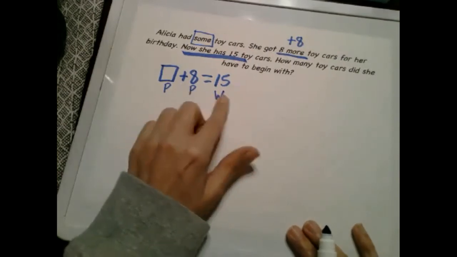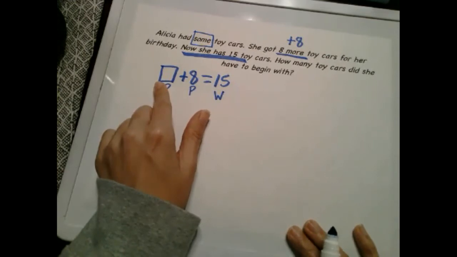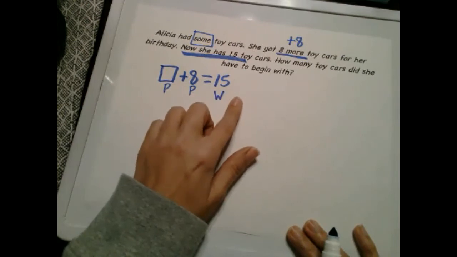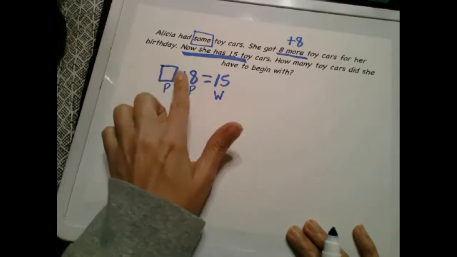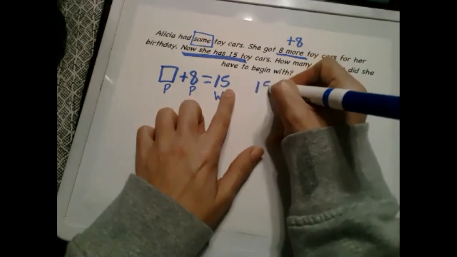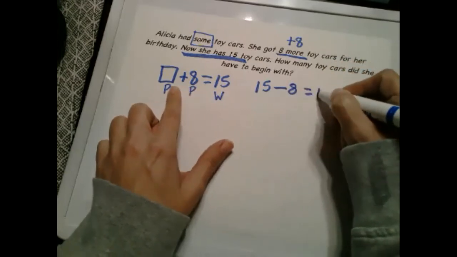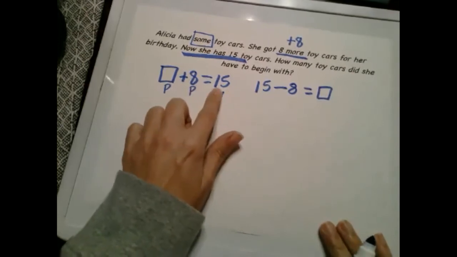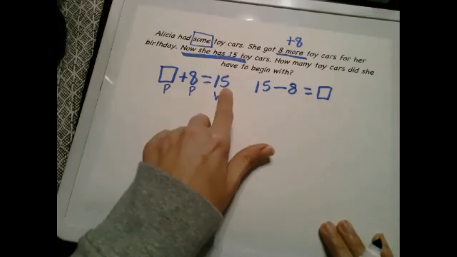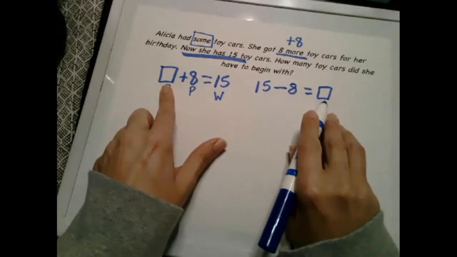When I'm solving these types of problems, when you don't know how many are to start with, you may want to look at your fact families to try and flip the equation around to make it easier. So if something plus 8 equals 15, then 15 minus 8 equals something. So it's sort of like you're working backwards through the problem.